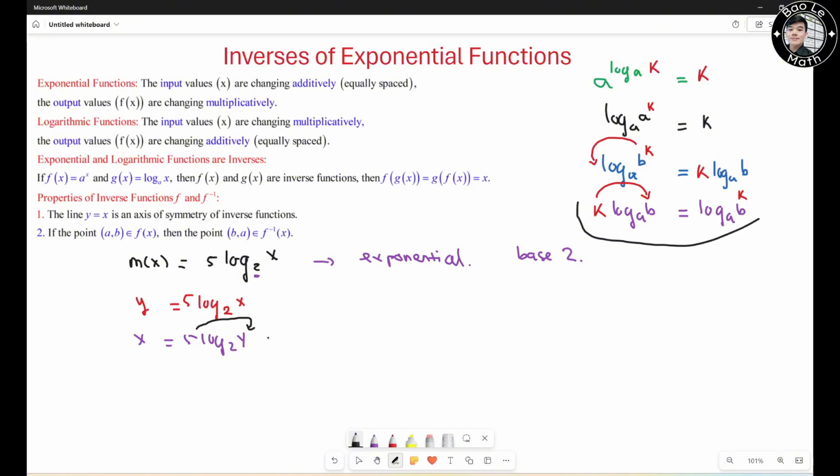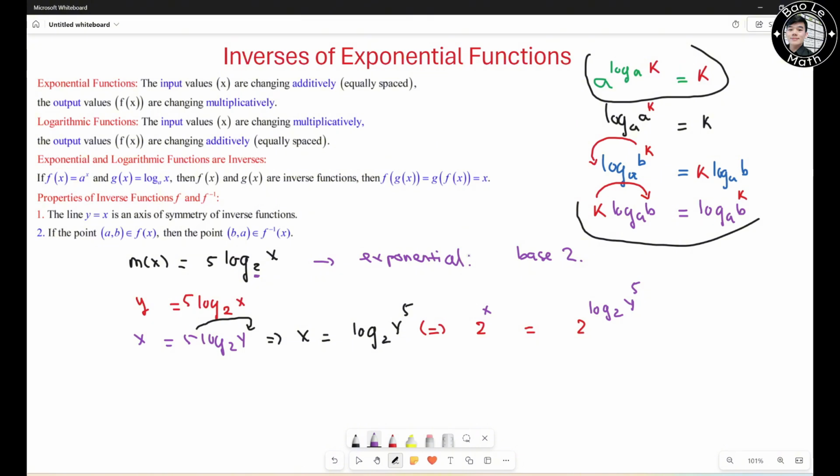Alright, so it turns out to be s equals log base 2 of y to the power of 5. The reason is that I need to apply the first formula. I'm going to turn this into the exponential on both sides with base 2. So I put the base 2 here and the base 2 here, with this as the exponent, and this as the exponent: log base 2 of y to the power of 5.